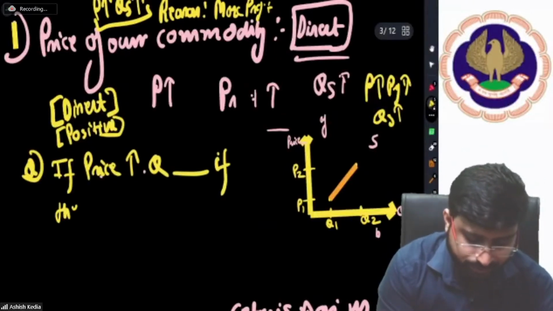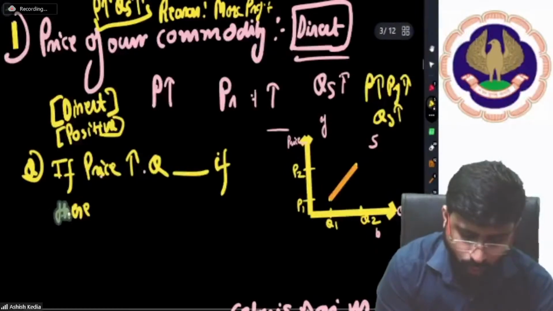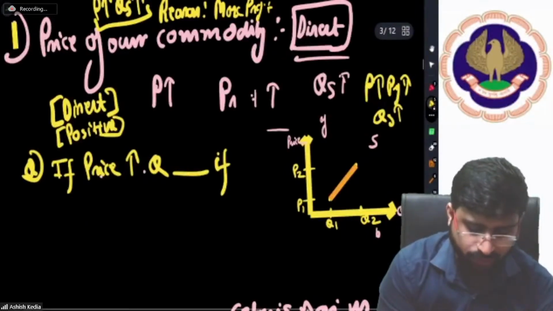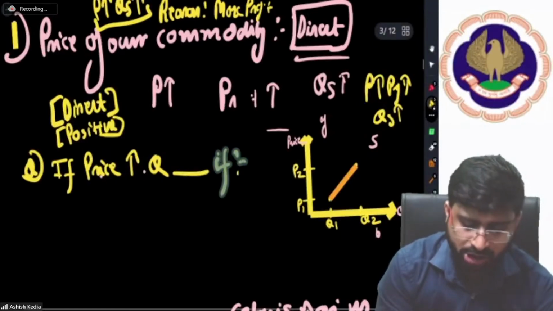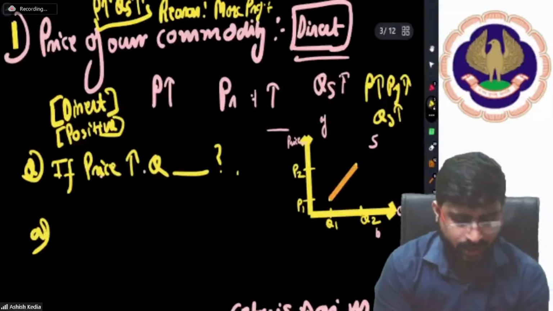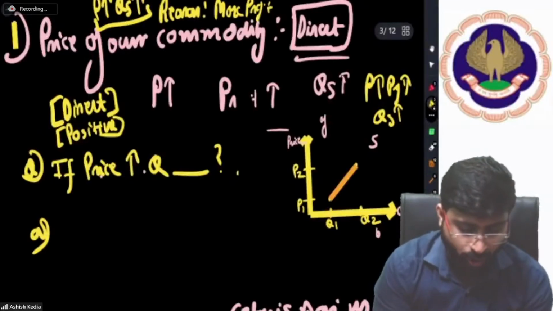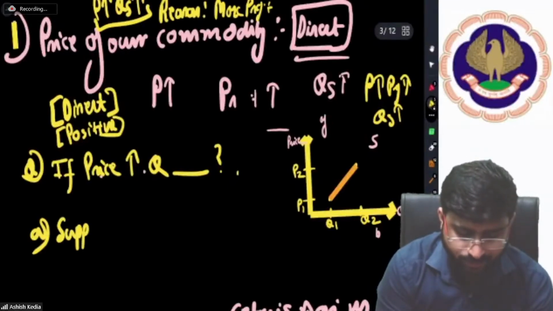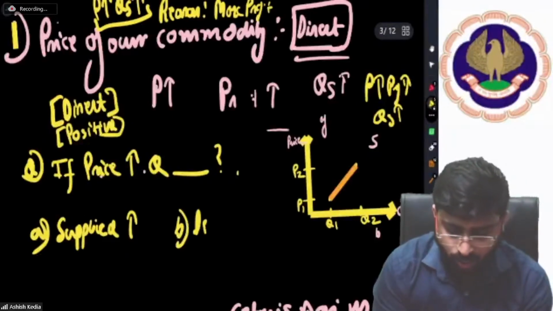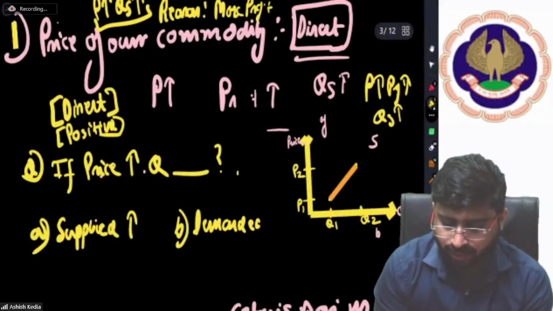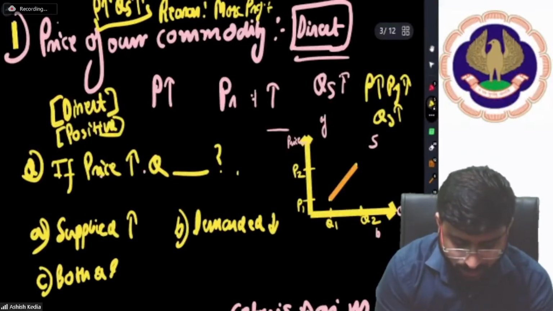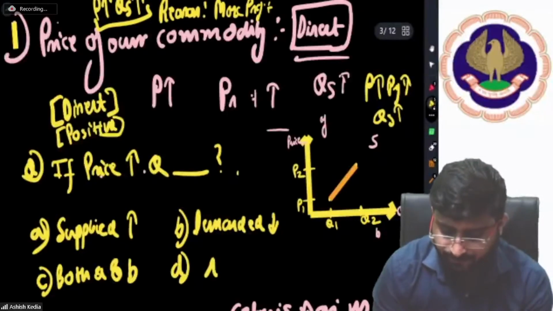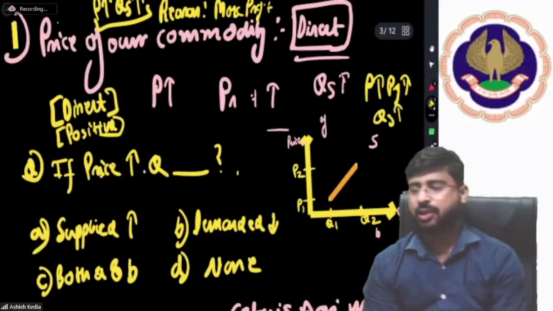If there is a rise in price, quantity will what? Quantity will be what? Option A, quantity supplied will rise. B, quantity demanded will fall. C, both A and B. D, none.